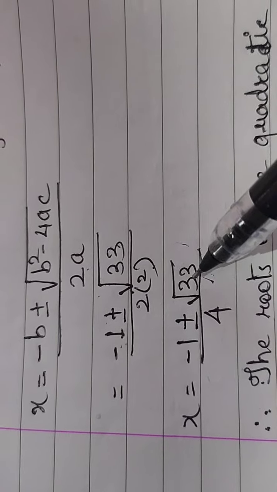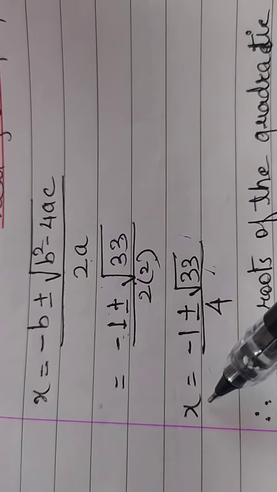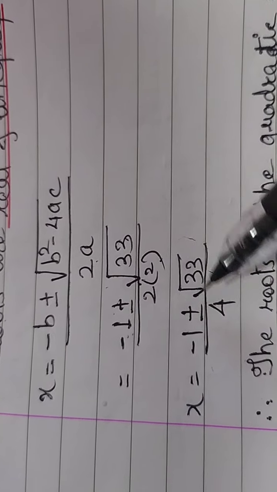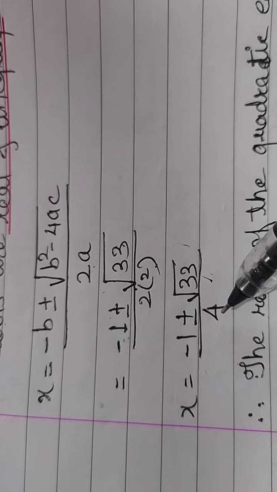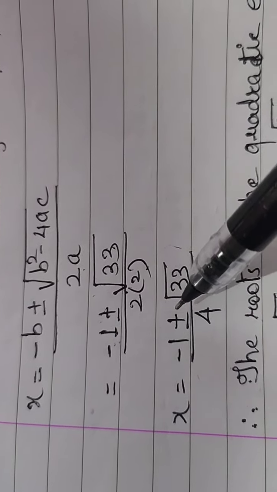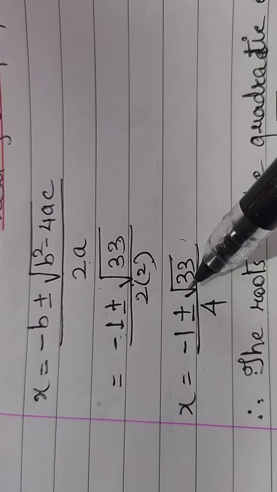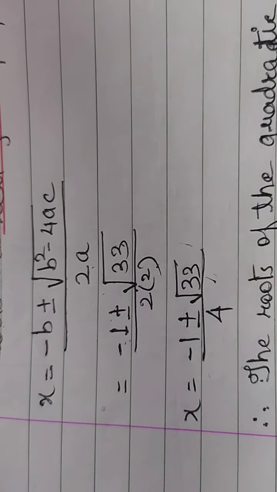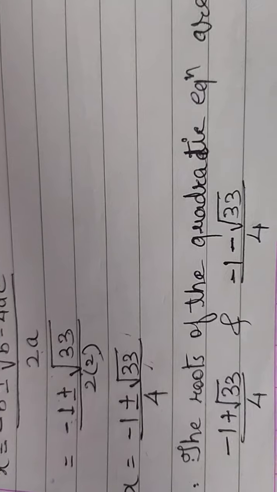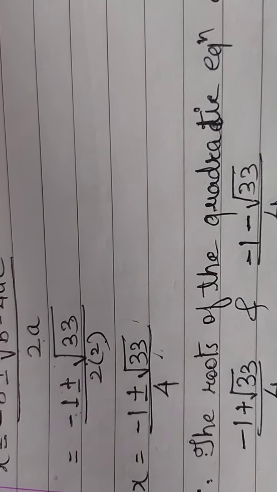If it is a perfect square, simplify it and then add and subtract the terms, and you will get the values of x. So here x is equal to minus 1 plus minus under root of 33 by 4. So the two roots we can write as minus 1 plus root 33 upon 4 and minus 1 minus root 33 upon 4. These are the roots of the quadratic equation. In this way we can find the roots of the quadratic equation using the formula.